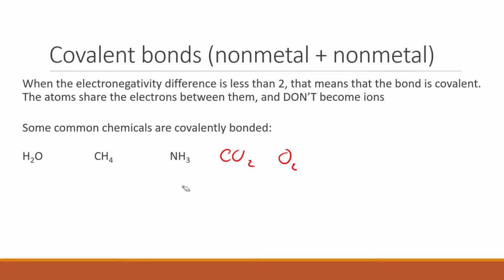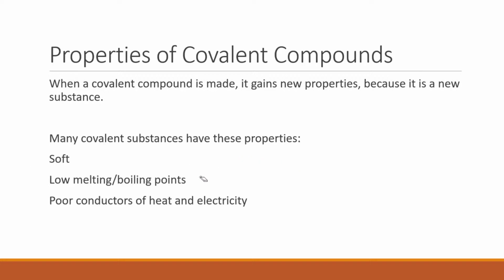And just like before, when two elements come together to make a covalent compound, there is a new set of properties that comes with that. The properties of the compound are going to be different than the properties of each individual element. Some of the patterns that we see when we have covalent compounds, not 100% of the time, but most of the time, many covalent substances have these properties, where they are soft, with low melting points, low boiling points, and they are bad conductors of heat and electricity.